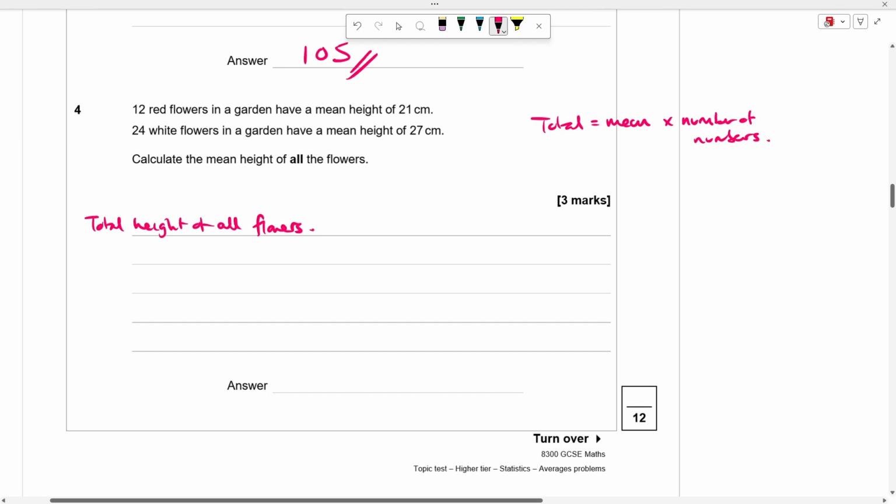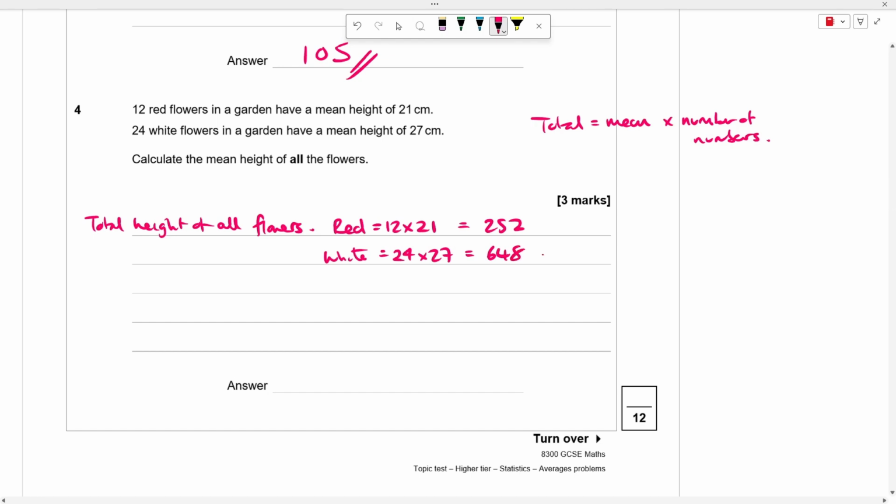So to work out the total height of the flowers, for the red, it's going to be 12 times 21. And for the white flowers, that's going to be 24 multiplied by 27. And if I use my calculator to work that out, I get 12 times 21, which is 252, and 24 multiplied by 27, which is 648. So the grand total is going to be 900.